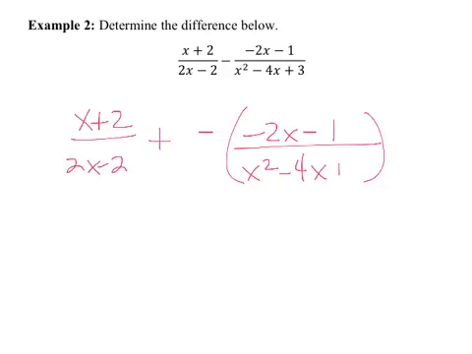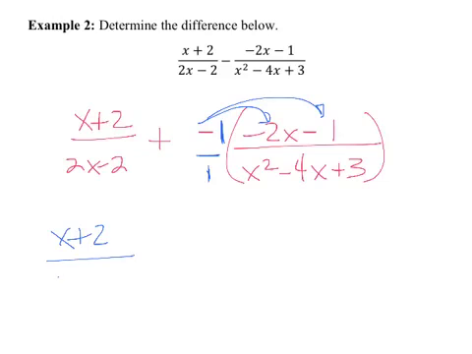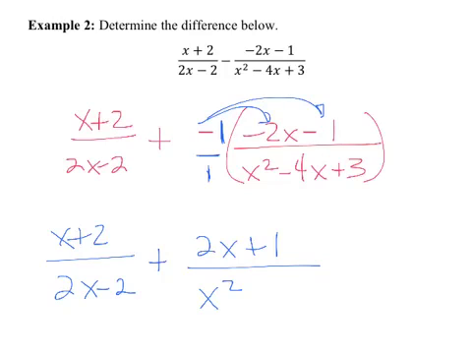Now be careful. When you add the opposite, it's really like you're adding the same thing, but you're multiplying it by a negative 1 here. And this is really over a positive 1. So you're only negating the numerator terms. So this becomes x plus 2 over the quantity 2x minus 2 plus, now negative 1 times negative 2x is 2x. This is going to be plus 1 all over x squared minus 4x plus 3.